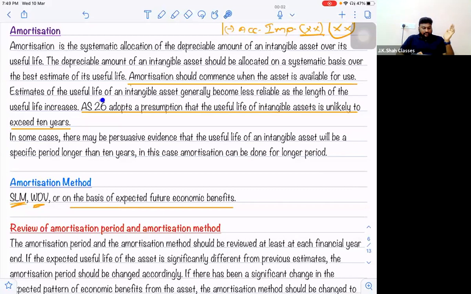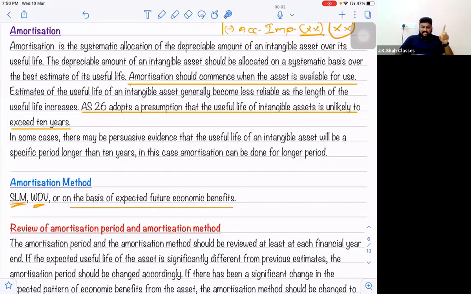Estimate of the useful life of an intangible asset generally becomes less reliable as the length of the useful life increases. It means don't unnecessarily increase the estimation of the life of your intangible asset, because generally your intangible assets don't have a longer life, they have a shorter life. So always try to estimate a shorter life only, because a longer life is not justified.